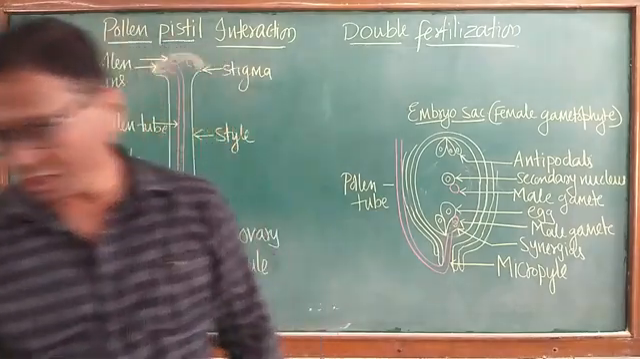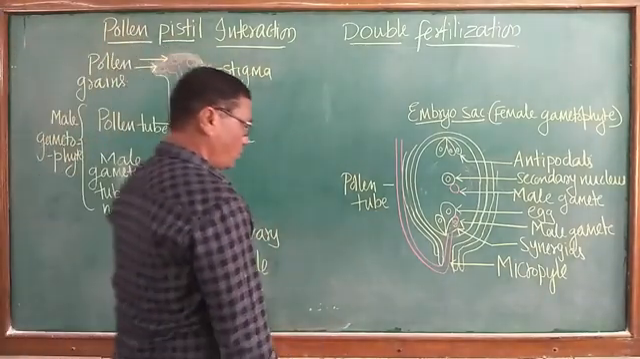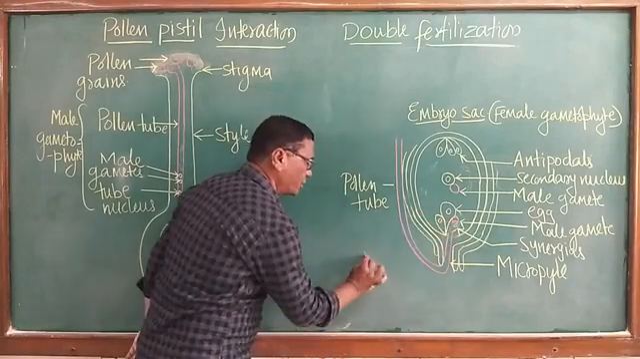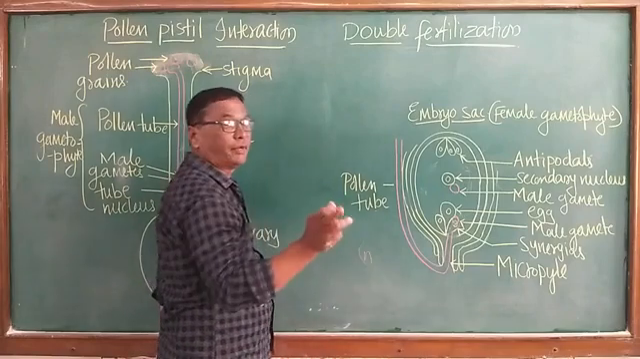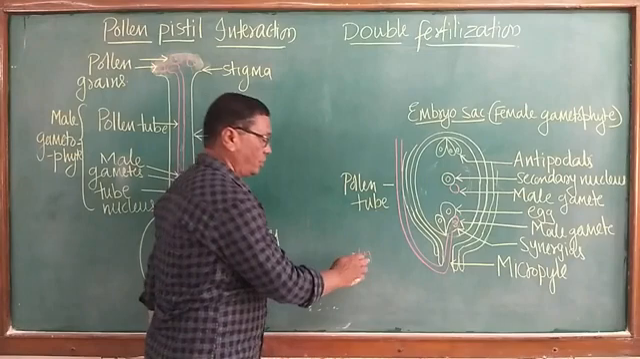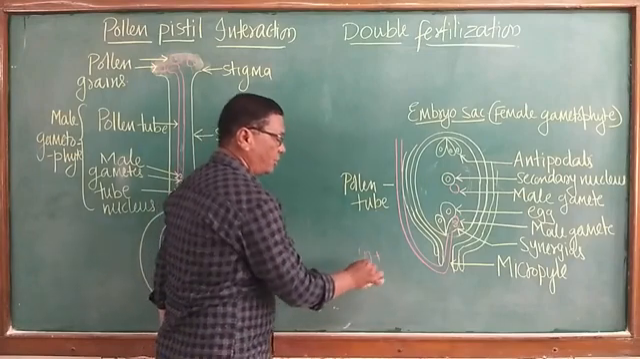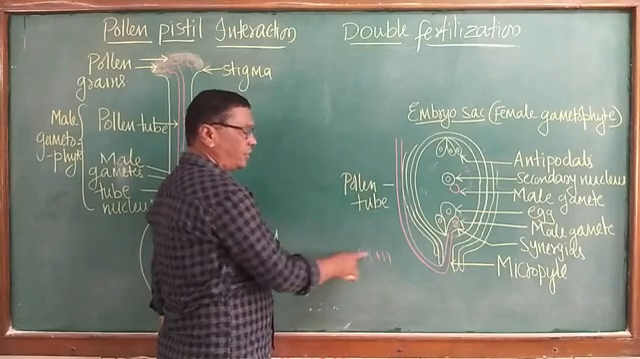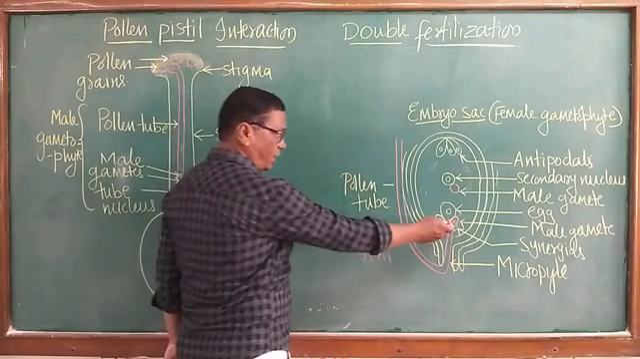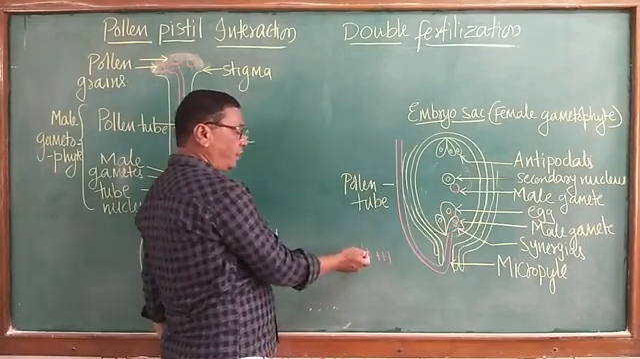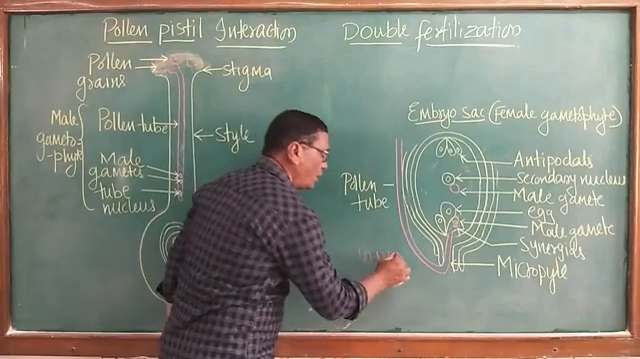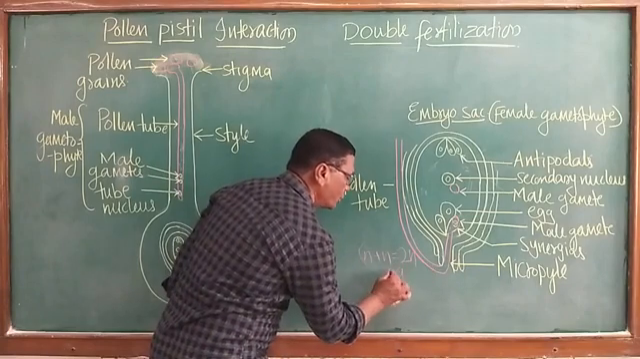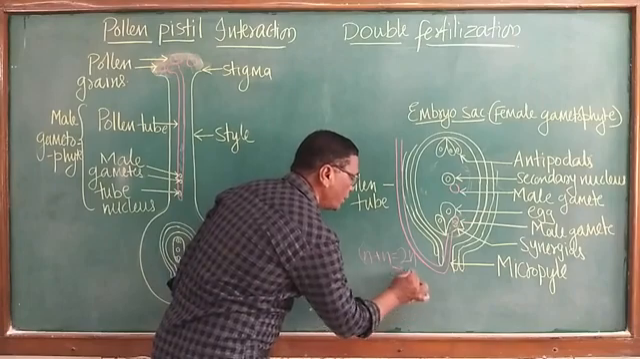What is double fertilization? Of the two male gametes, one unites with... remember that all the gametes are haploid. The male gamete, haploid N, female gamete N. If it is diploid, we say 2N. The gametes are haploid, therefore N. One male gamete unites with the female gamete to form a diploid zygote. What is formed? Diploid zygote is formed.